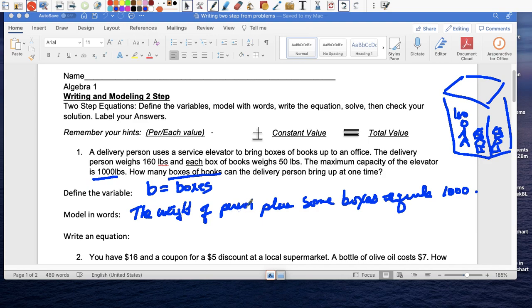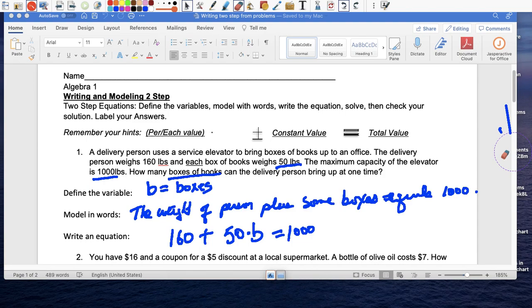It doesn't matter if you write the boxes or the person first. It's just because I wrote the person first. So we have 160 pounds, which is the weight of the person, plus each box weighs 50 pounds, right? So 50, which is the weight of the box, times however many boxes, 1 box, 2 boxes, 3 boxes, right? 50b has to equal 1,000. That's your equation.